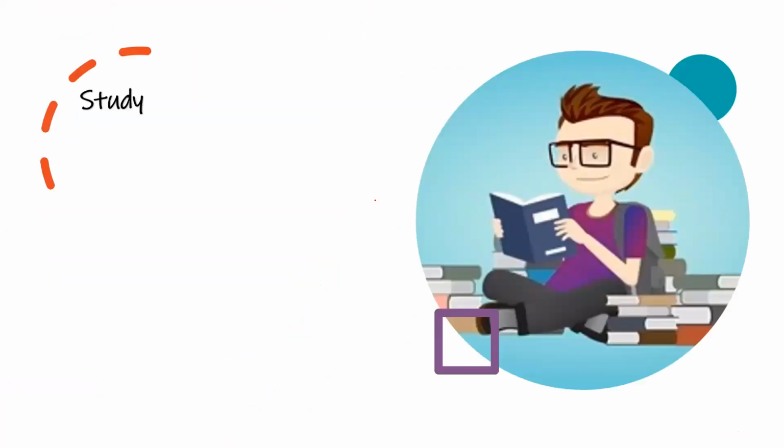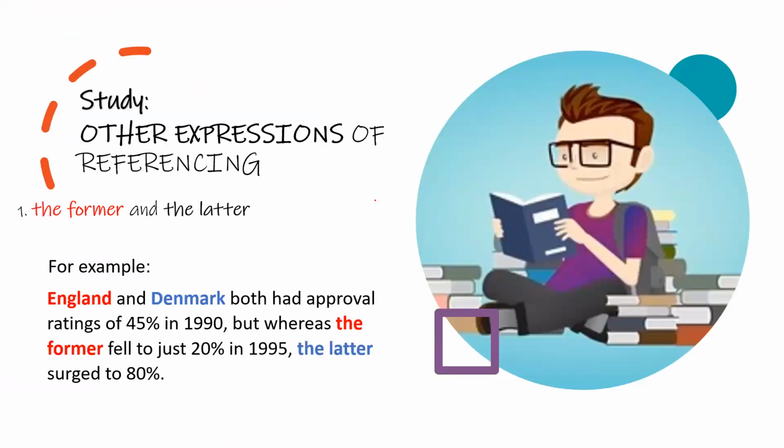Another way of using referencing is by the use of the former and the latter. For example, England and Denmark both had approval ratings of 45%. The former is England, the latter is Denmark.